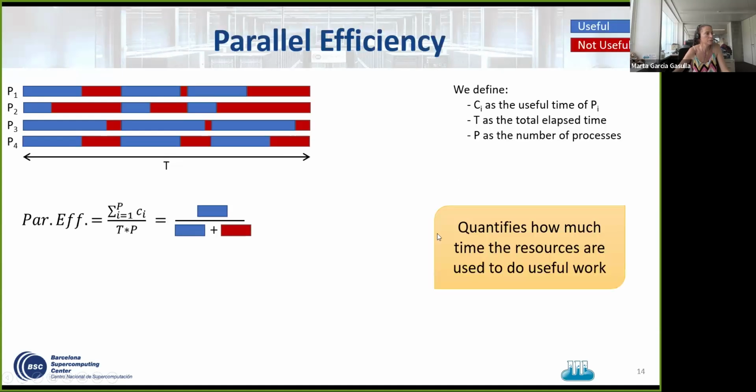With this information, the parallel efficiency is computed as adding all the useful durations divided by the total time multiplied by the number of processes. This gives us how much time I'm using the resources to do useful work.